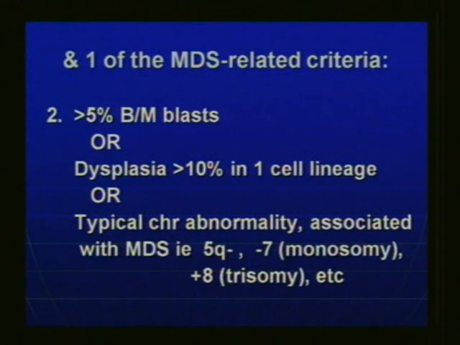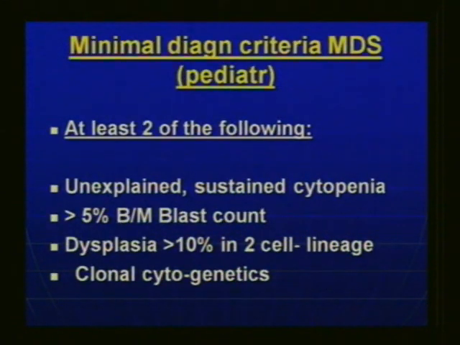Or the next alternative is that you can demonstrate a typical chromosomal abnormality, like 5q minus, monosomy 7 or trisomy 8. So any of these types of chromosomal abnormalities, if you demonstrate them also, these two together are taken as the minimum criteria for diagnosis of MDS.